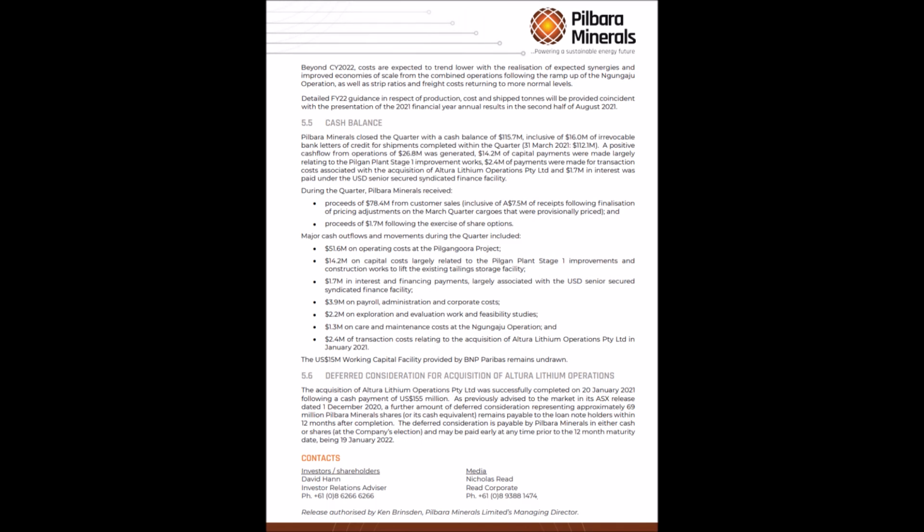As we scroll down to the final section, you can see that we also have a brief overview on the cash balance. You can see we've got some major inflows from customer sales, as well as some major outflows, which are resulting in, obviously operational costs, capital costs, so shipping costs we're talking about, and those sorts of things.